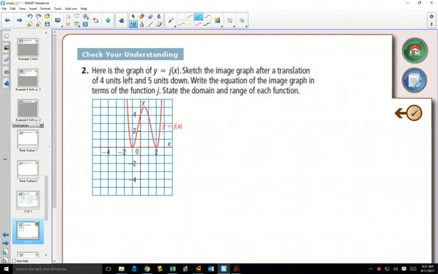So what I'm going to do is I'm going to take those 3 key points, and I want to move those 1, 2, 3, 4 units left. 1, 2, 3, 4, 5 units down. I got to move this one too. 1, 2, 3, 4 units left. 5 units down.